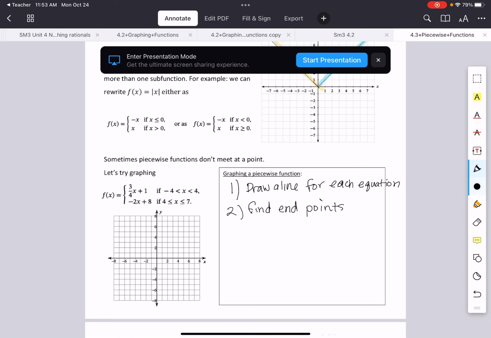And draw an open circle or a closed circle. An open circle looks like this. Closed looks like this.